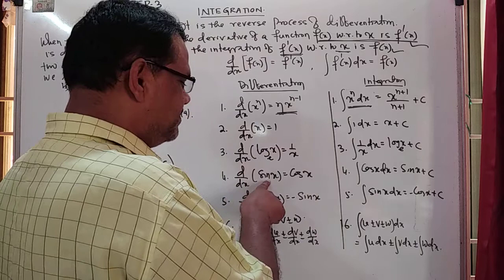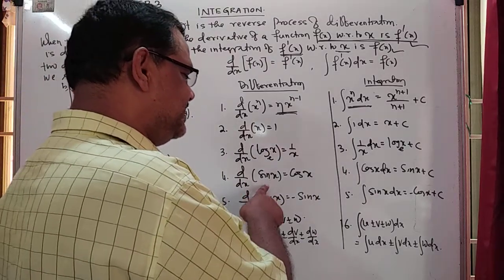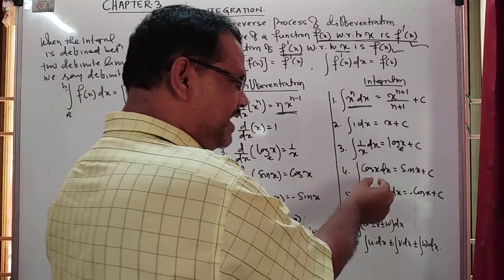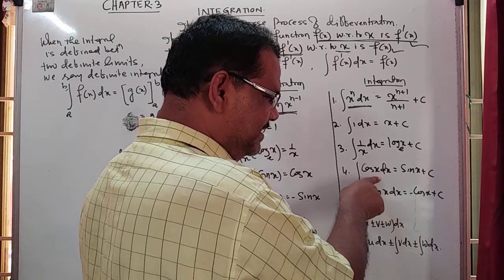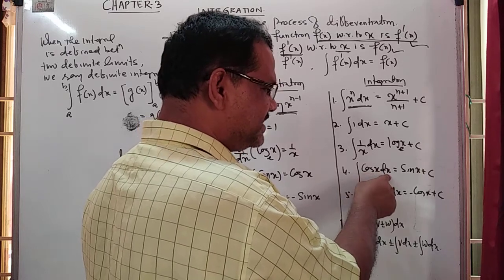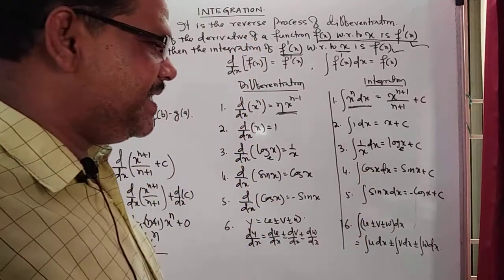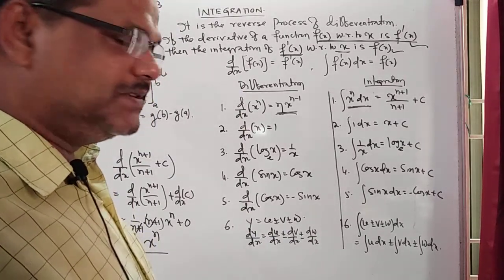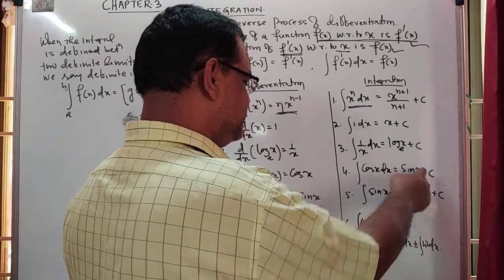Again, the derivative of sin x with respect to x is cos x. It is simply a reverse process. If you take the integration of cos x dx, the function is in x, cos x with respect to x. The dx part shows on which quantity the function depends. So the integration of cos x dx equals sin x plus c.